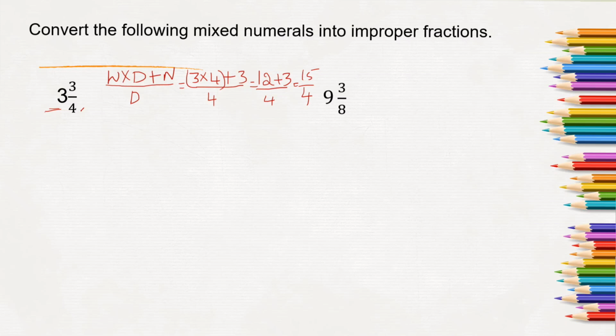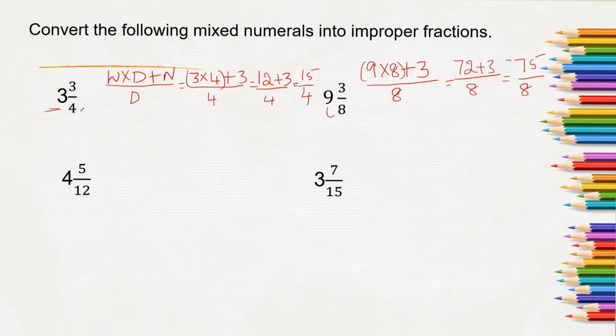Similarly, for 9, 3 by 8, first we'll have to multiply the whole number into denominator, that is 9 into 8, and then add the numerator by denominator itself. Here 9 8 times will be 72. 72 plus 3 will be 75 by 8. Next, two more questions are there.